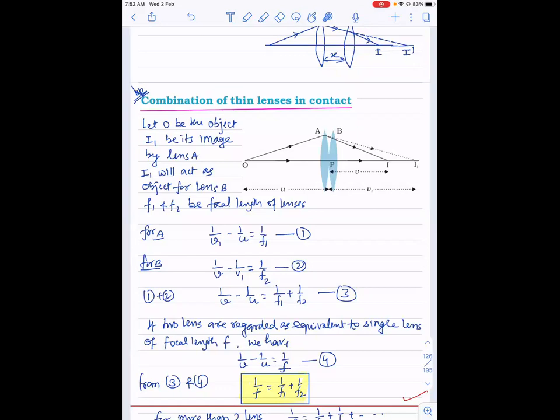ठीक है, दोनों लेंसेज कांटेक्ट में है, what you can do, आपको बोला जाए object is at so and so distance, what is the final image, तो intermediate image निकालने की जरूरत नहीं, यहाँ पे आपको combined focal length निकाल लीजिए और assume that it is a single lens. Use the formula, lens formula 1 by v minus 1 by u is equal to 1 by f. After getting this for f.